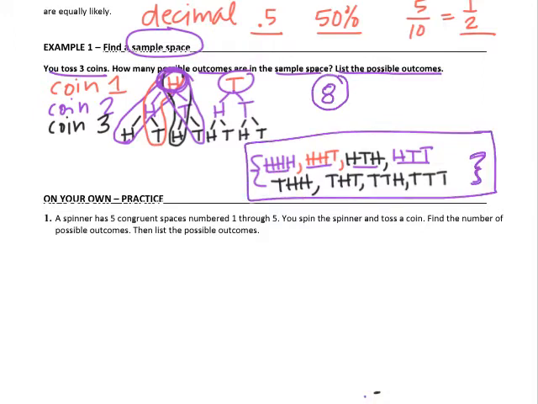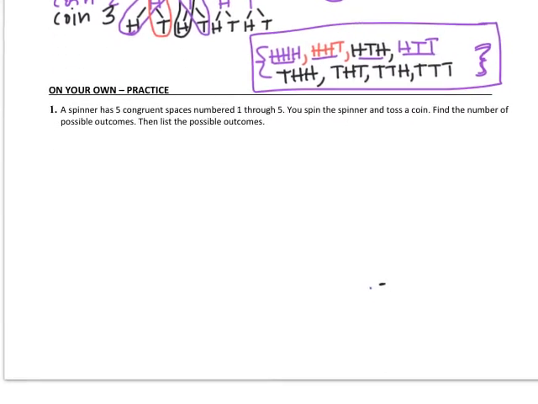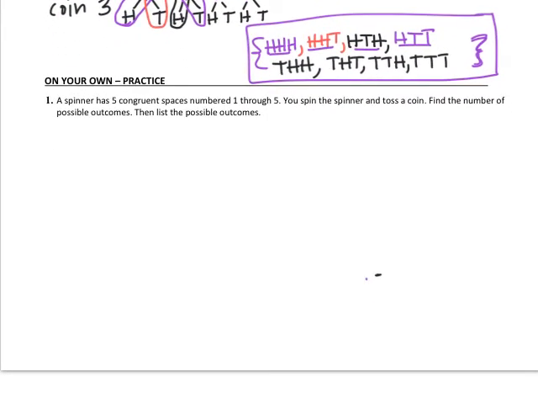Now, in the practice problem that you're going to do on your own, there is a spinner. Okay, so imagine yourself playing some kind of board game, and you are going to spin the spinner each time it is your turn. 1, 2, 3, 4, 5. And it says right here, a spinner has 5 congruent spaces. So there's an equal amount of chance that you're going to spin one of those numbers. And the numbers are 1 through 5.